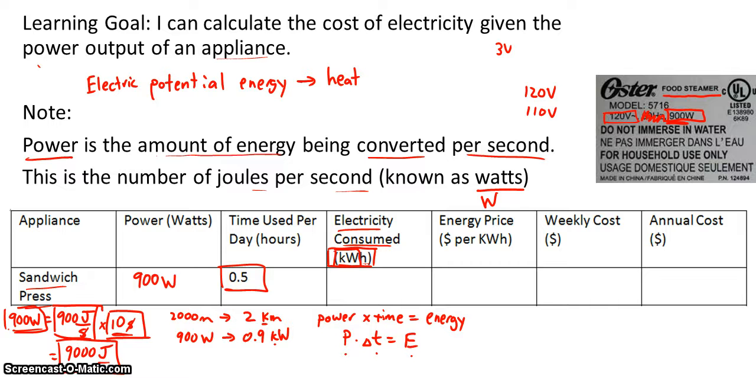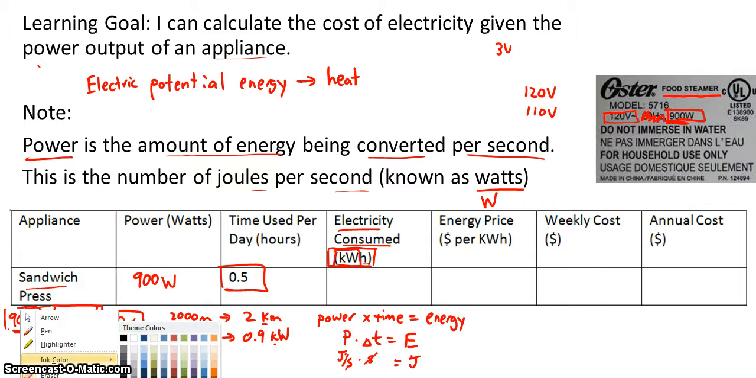If you look at the units, you shouldn't even need to use the formula. Right? Joules per second times seconds, and that gives me joules. Joules per second times seconds, my seconds cancel, and that gives me joules. So rather than multiplying by seconds, I can multiply by hours. So 900, let me put it in terms of kilowatts.